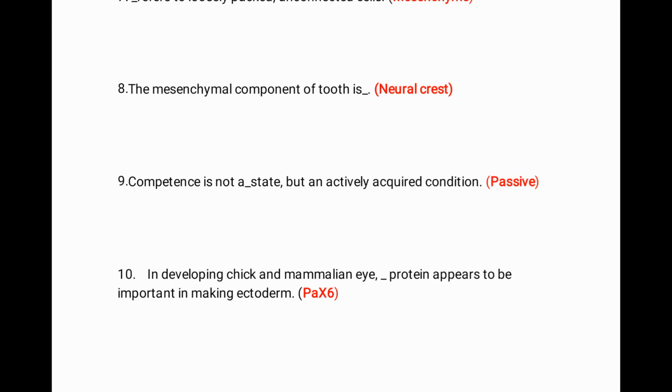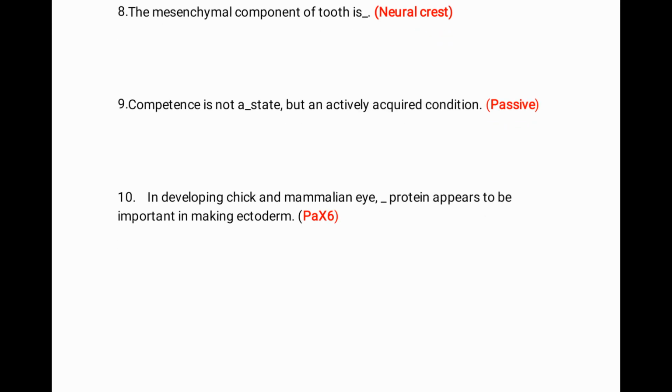Ninth, competence is not a dash state but an actively acquired condition. The answer is passive. Competence is not a passive state but an actively acquired condition. 10th, objective: in developing chick and mammalian eye, dash protein appears to be important in making the ectoderm. PAX6 is important.